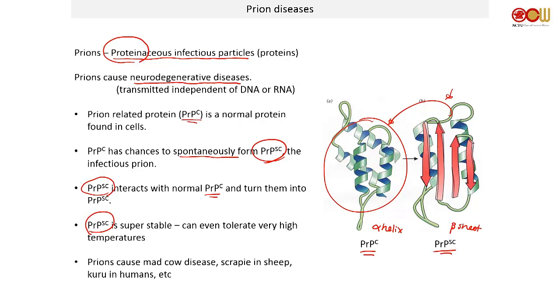Now, what's even more scary is that your PRPSC, your prion proteins, are super stable. They can tolerate very high temperature. You can throw them into an autoclave and they'll still be there. Maybe I'm exaggerating a little bit, but they're very stable. So you cannot kill them with heat.